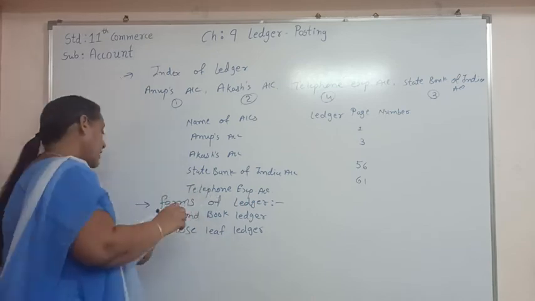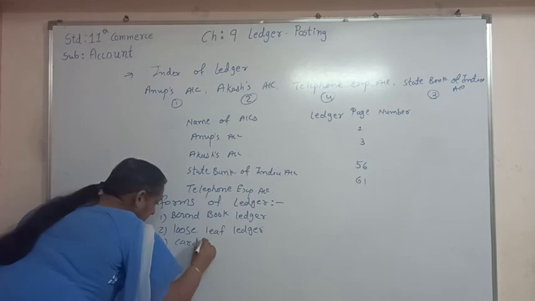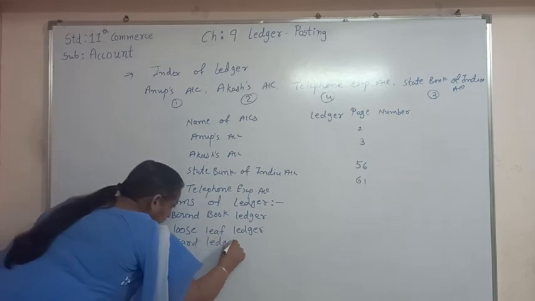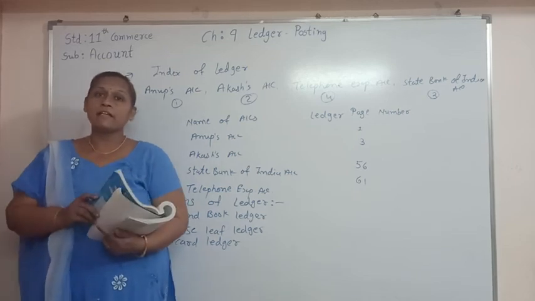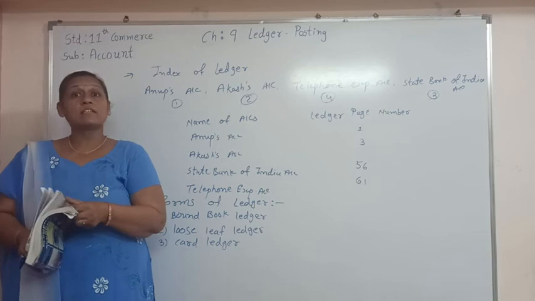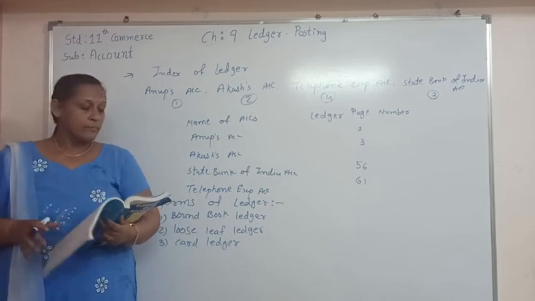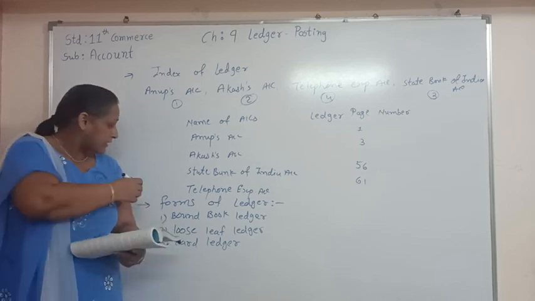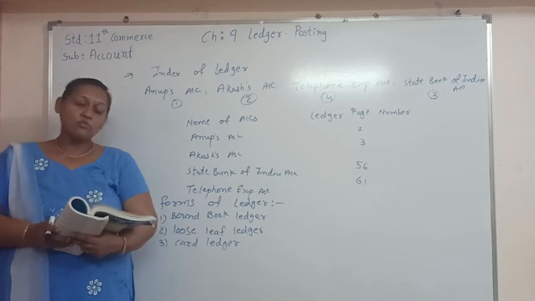And the third one is a card ledger. In that, a new card can be added in a ledger, but card ledger is an expensive ledger, so everyone cannot afford this. So generally the businessman prepares a bound book ledger. So students, you may note down this.